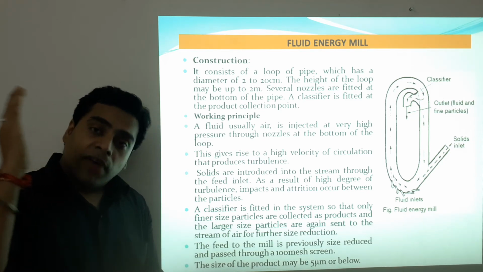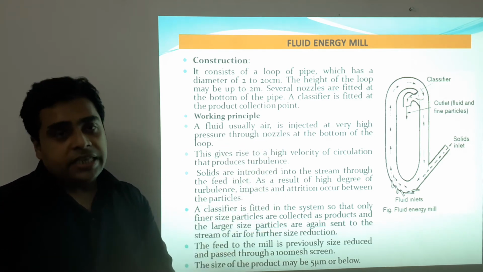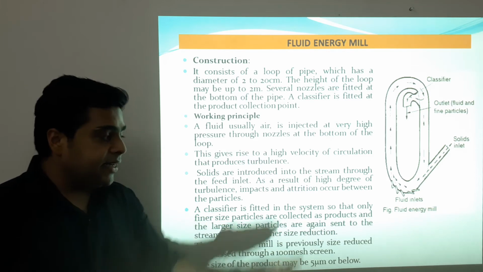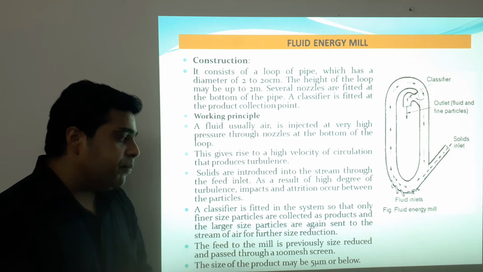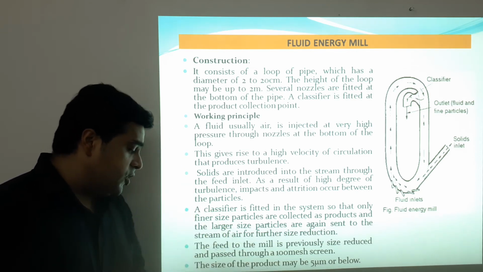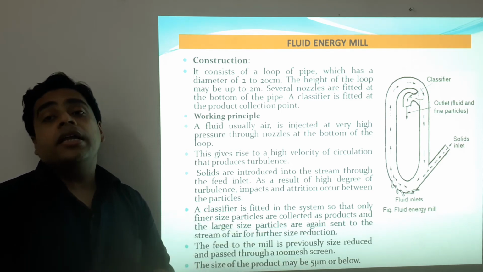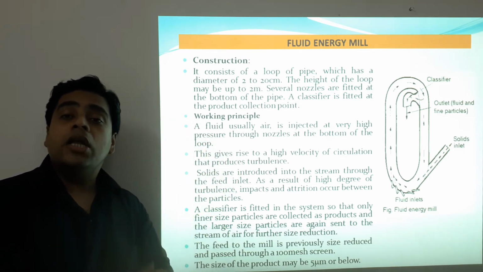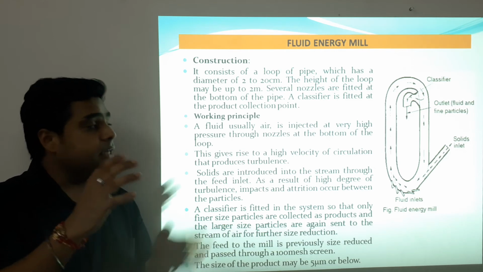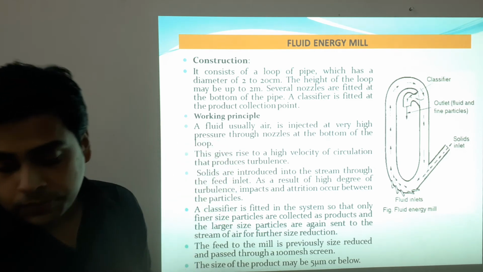To obtain finer or ultra fine particles, we use a fluid energy mill. A classifier is fitted in the system so that only a fine size of particles is obtained. The feed to the mill is previously size reduced and passed through a 100 mesh screen. The size of the product may be 5 micrometers or even below. So prior to administration into the fluid energy mill, the size of the solids is already quite reduced.